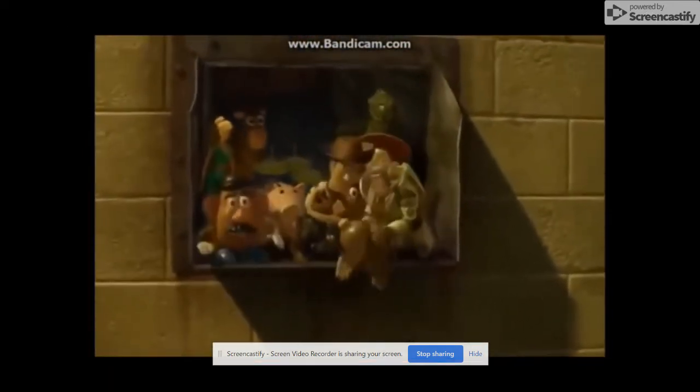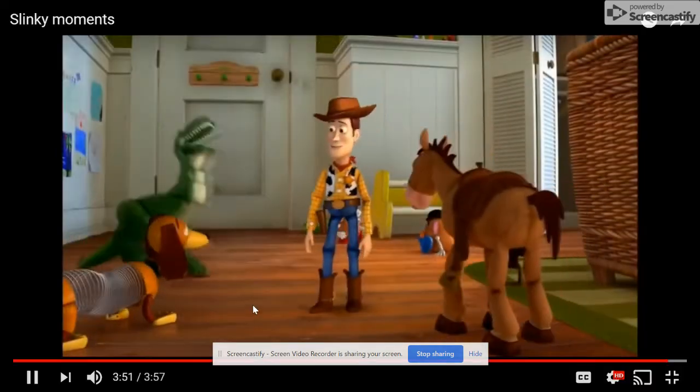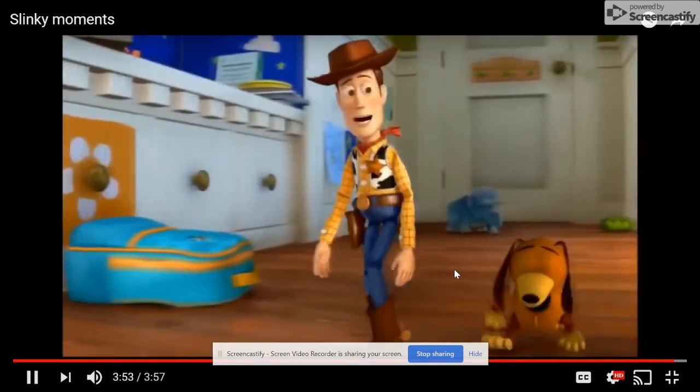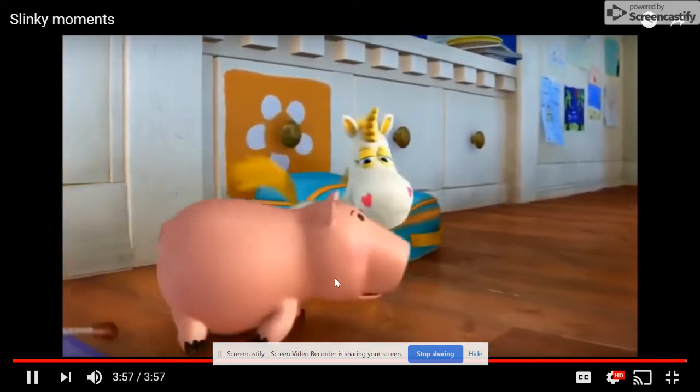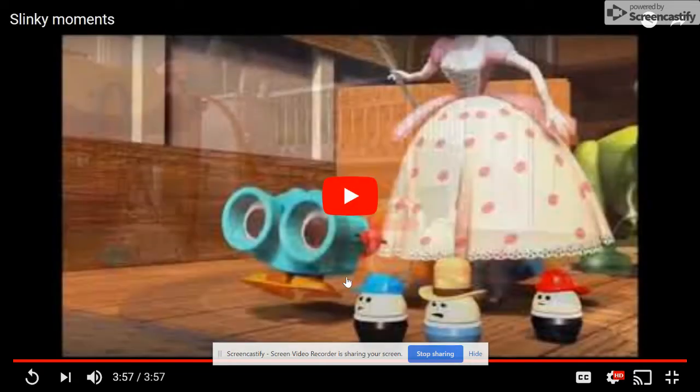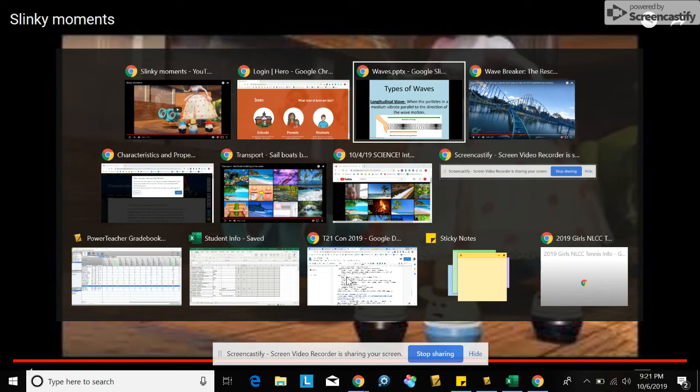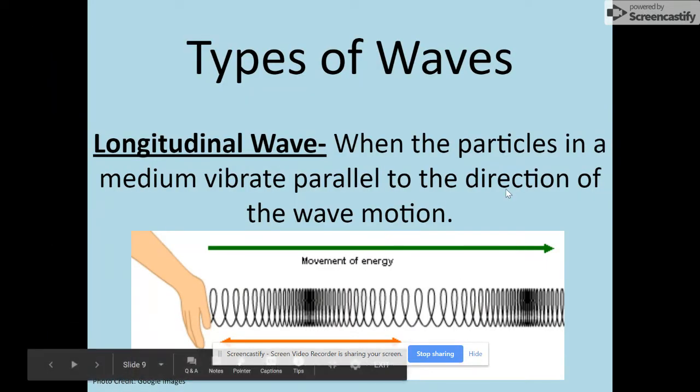So right here, he's stretched out. As he goes back, we can see the wave moving the same direction as he moves. Same thing here as he walks, body moving back and forth. So we thank the slinky dog for helping us out understanding that one.